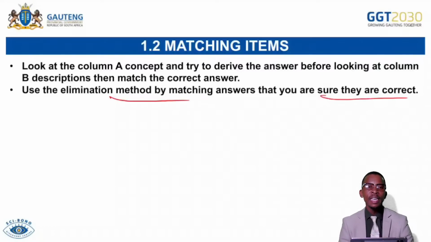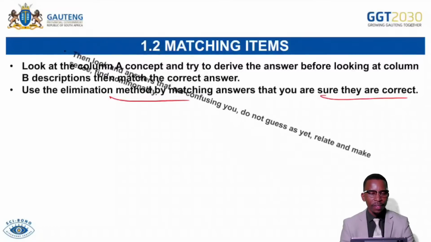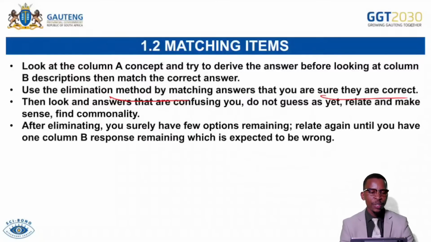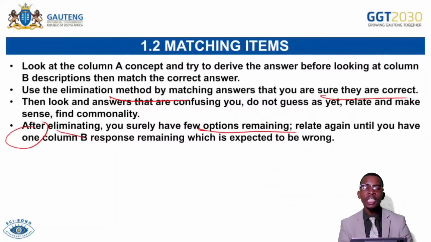Do not guess in there. Eliminate, start with what you know, get it right. After that, go back to see the remaining options and see how close they are. Then you can get the answer. And then also look at answers that are confusing you. Do not guess as yet. Relate and make sense. Find commonality between the remaining options. After eliminating, you surely have few options remaining. Relate again until you have a column B response remaining. One column B response remaining, which is expected to be wrong.